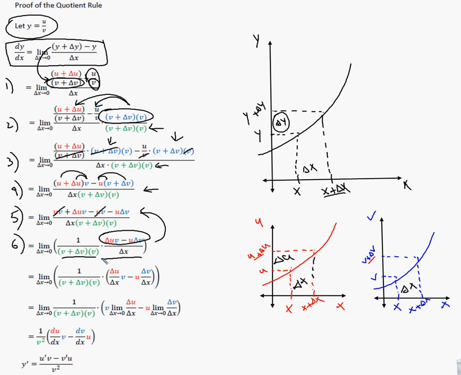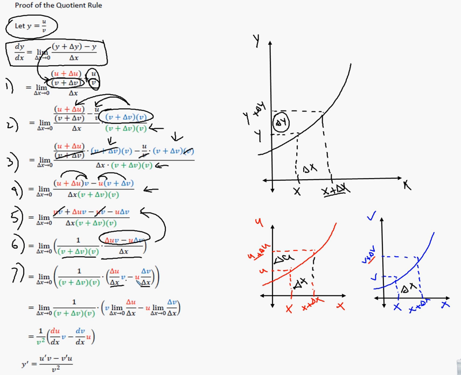I have basically there the numerator of the finished product of our quotient rule. A little rearranging makes that a little easier to see. I distribute the x into both terms here in step 7, and kind of move the u and v terms to the side of the fractions.